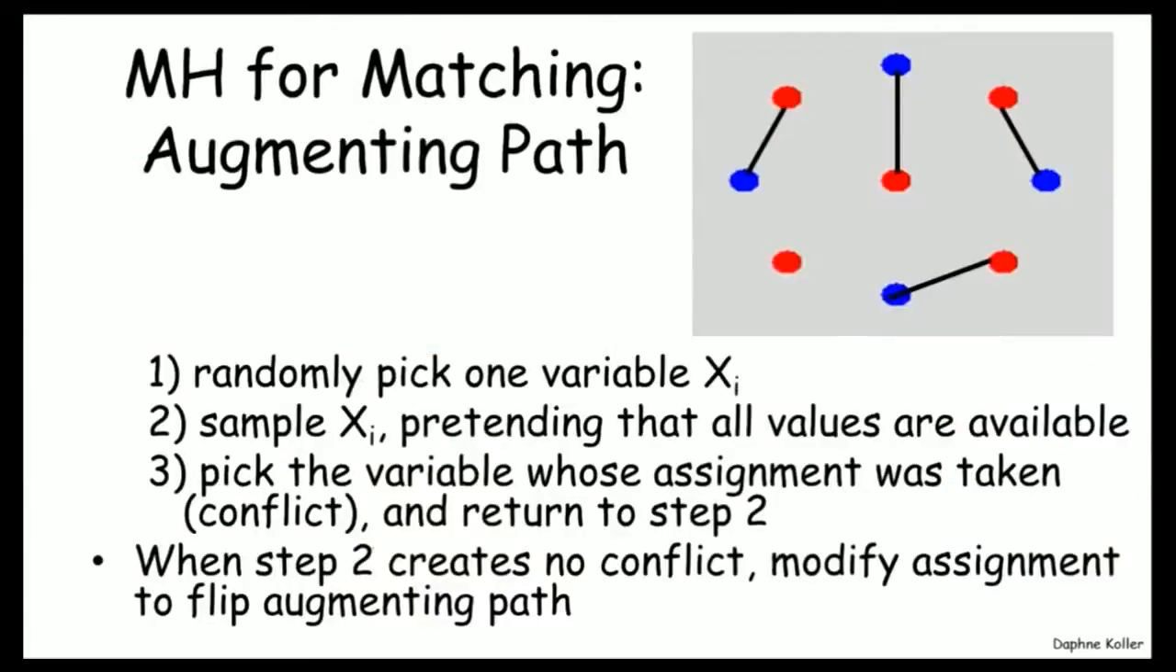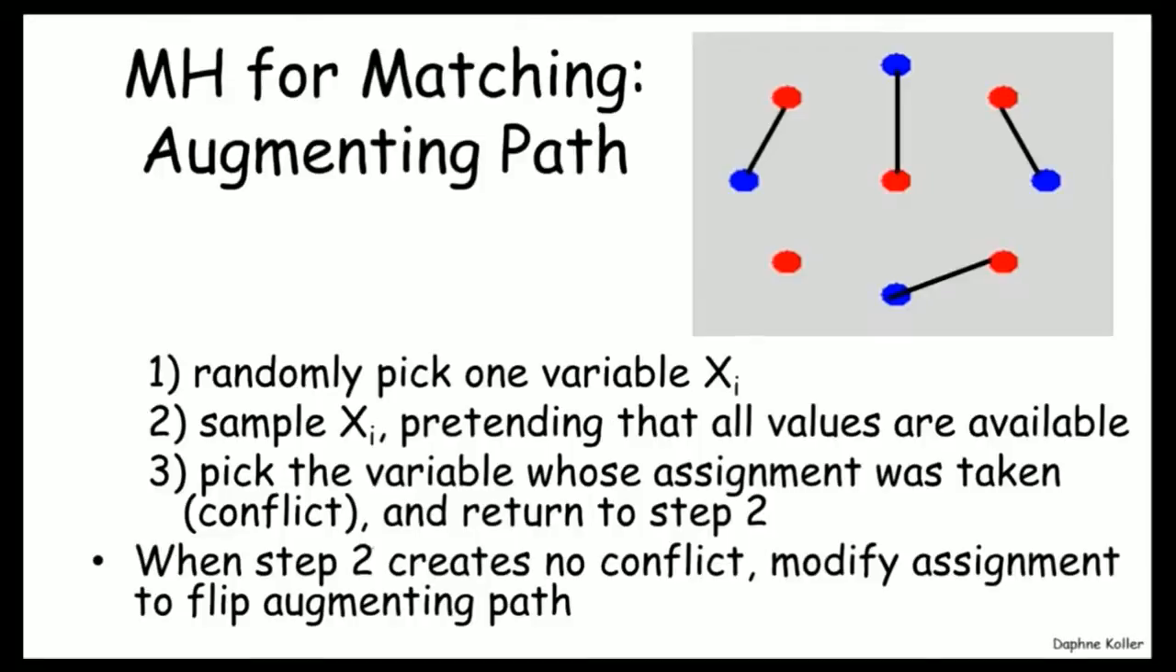Here is a different way of doing this, which is Metropolis-Hastings, which is one way of constructing a proposal distribution. That's called an augmenting path proposal distribution. So what that does is, let's assume that this is my current matching.